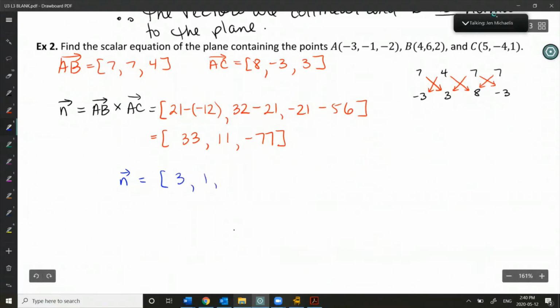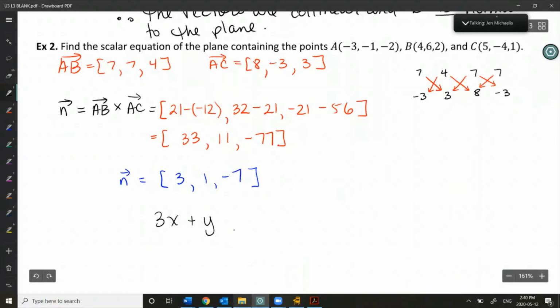So we'll get 3, 1, and -7. This is basically just a vector that's collinear to the one that we just found. So it works as a normal as well, and it just makes our lives a little bit easier when we're doing the next calculation.